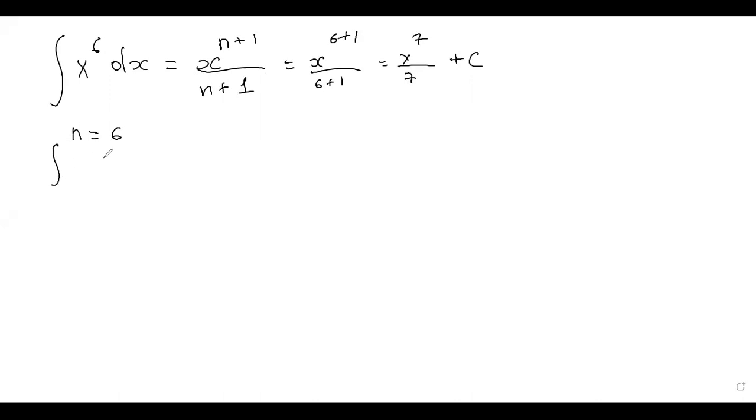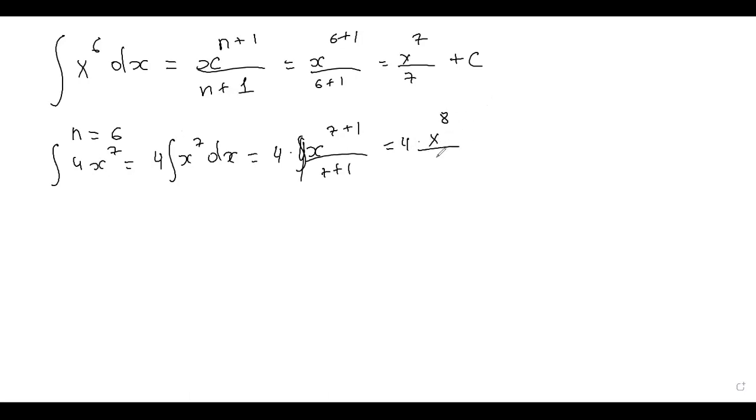Or first we can do something like this for 4x to the power of 7. So we can take 4 out of the integral. So the integral of 4 x to the power of 7 dx is equal to, again, we can use our power rule. So that will be x to the power of 7 plus 1 divided by 7 plus 1. So 4 times x to the power of 8 divided by 8, which is x to the power of 8 divided by 2.